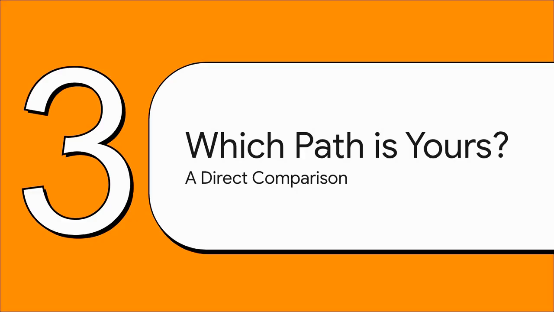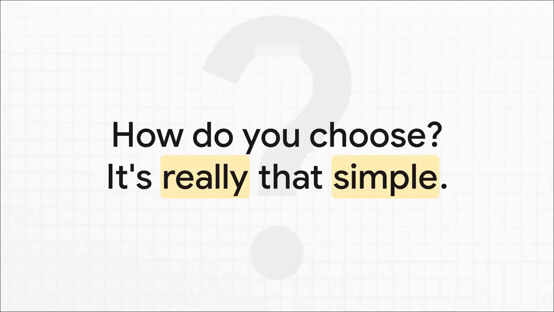All right, so we've met the general automator and the AI specialist. Now, let's put them side by side. I think this is going to make the choice crystal clear. So, how do you actually make the call? Well, it really all just comes down to your end goal. Once you're totally clear on what you need to build, the right path becomes pretty obvious.